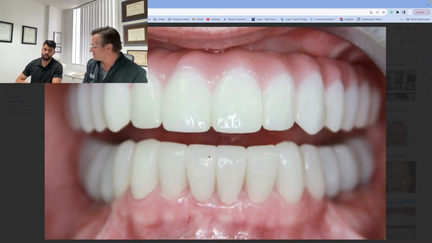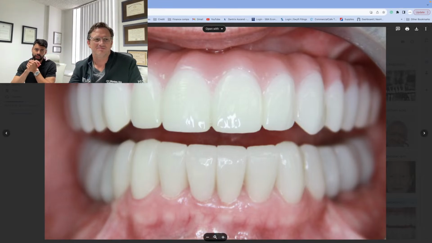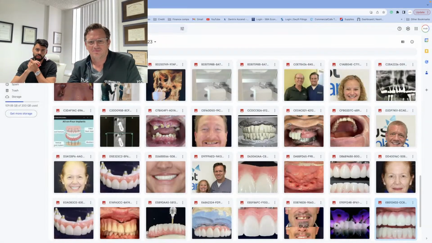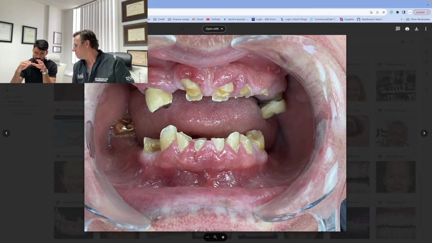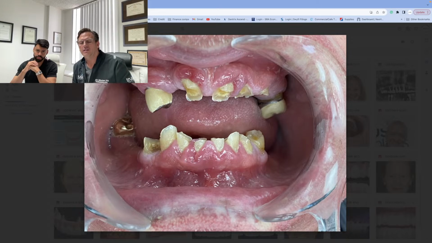And so in the previous one that you showed, what would be the game plan on that one? Would you have to add bone? Oh yeah, I had to add bone. I'd extract all these teeth. So extract everything, and then you said 6 implants, or would you do more? In his case, I did 8 implants in the upper jaw and 6 implants on the lower jaw. Why the difference?